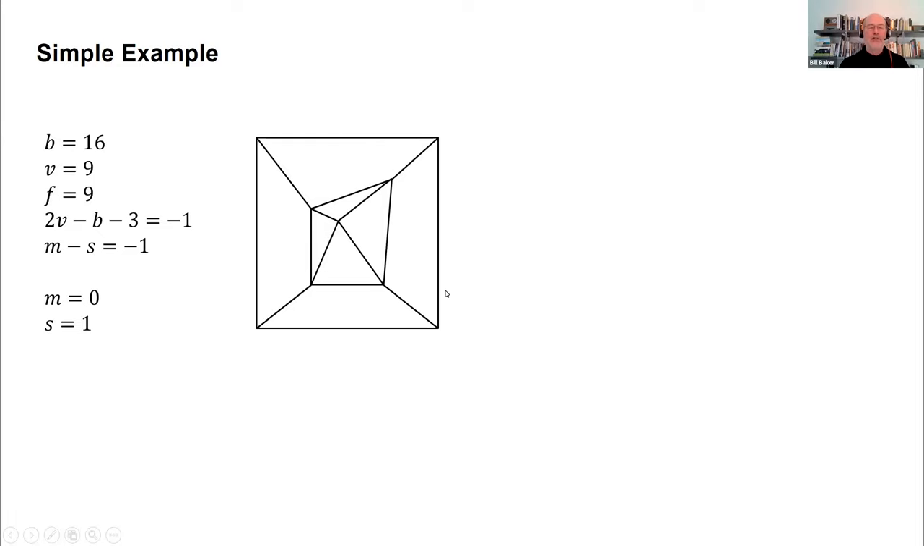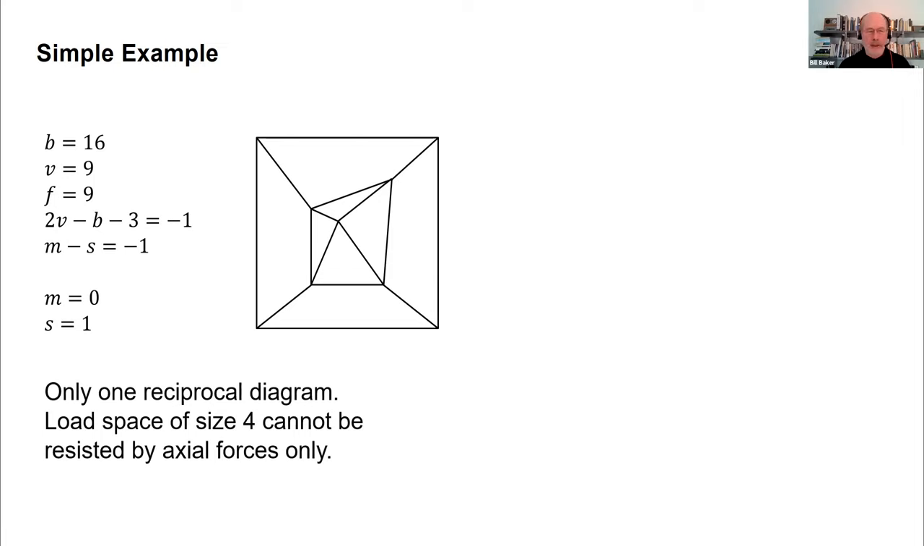So if you move the geometry a little bit, this roof, if this were a projection of a roof, would have a load space of size 5, because you have 5 nodes here in the middle, 1, 2, 3, 4, 5. So you could stand on each one of these nodes one at a time on the roof and put a load. So you have 5 independent, but only one of those families of load cases can be resisted by axial load because it only has one reciprocal diagram.